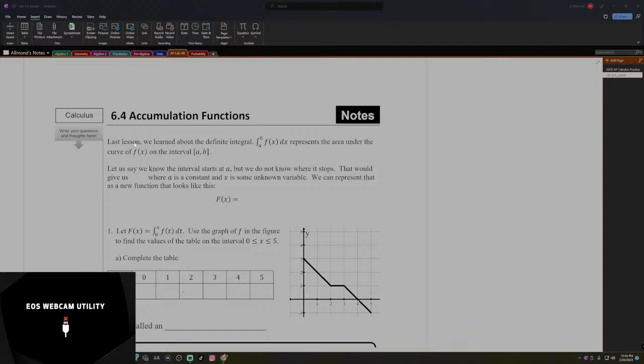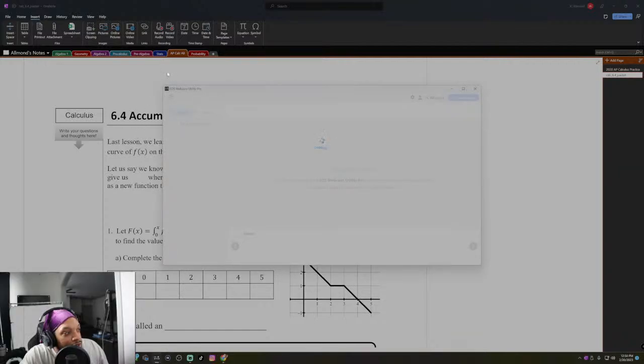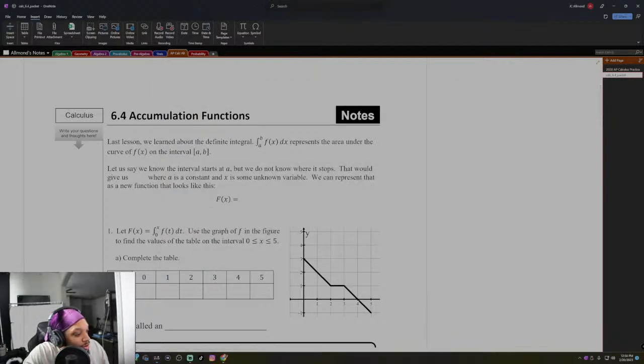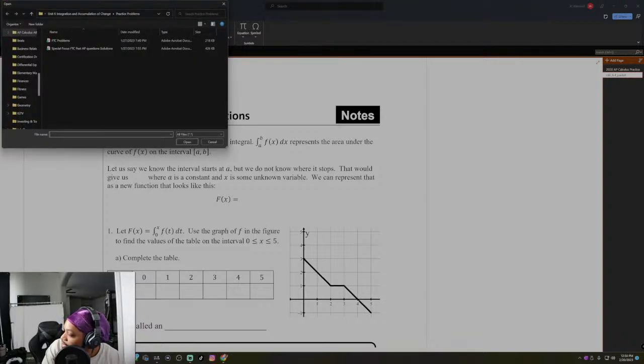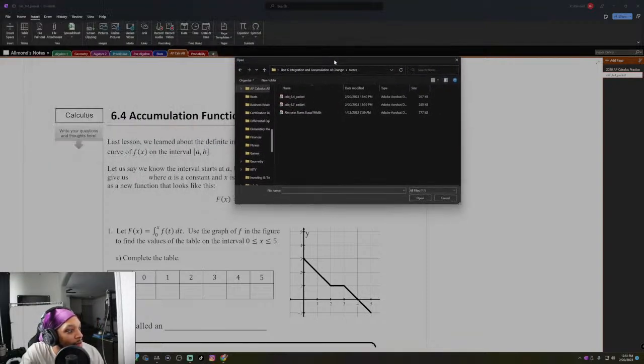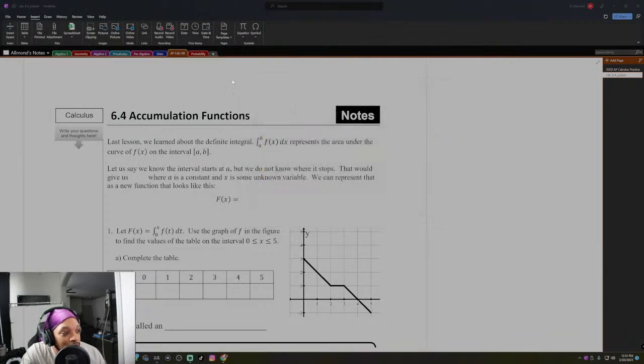Okay. You know what I'm gonna do? The thing that I'm gonna be working on, I'm gonna just put it in the Discord under Calc AB, obviously. Add, upload file. Okay, so the one I have pulled up is FTC Part One or Part Two. I don't know which one they have it as, but the 6.4 packet.